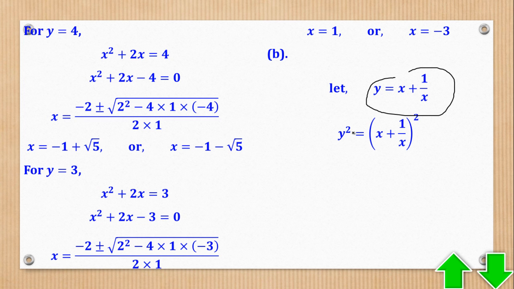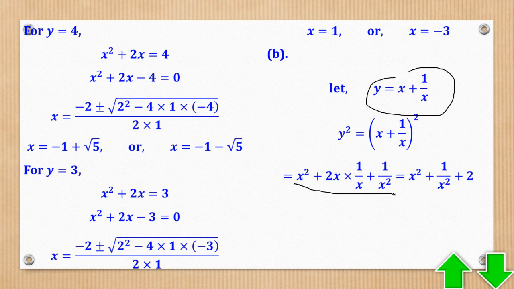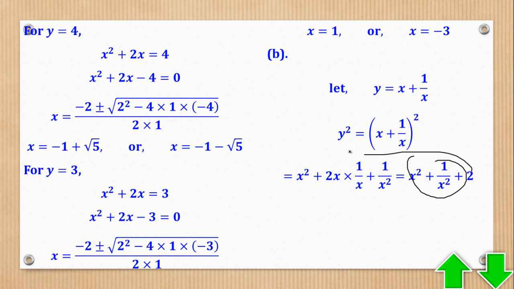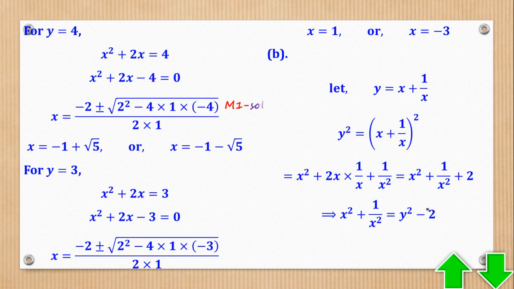When I square it, you'll come up with this. Simplify with that, but I want to make this the subject, so I'll come up with this 2 has to go this side to give you this equal to y squared minus 2. So for symmetrical equations, this is the first thing to do. Then after that, you can now go to your given equation and start solving it.